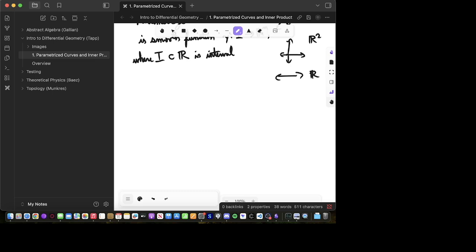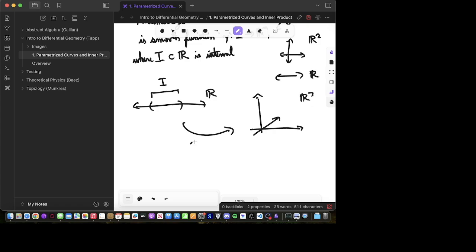So what precisely does that mean? Well, let's take a look. Let's make this R. Let's say that we have an interval I here, and we're trying to map it onto R3. So a possible parametrized curve might look like this, where this point is taken to this point, is taken to this point, is taken to this point.